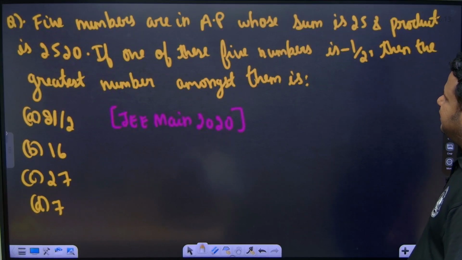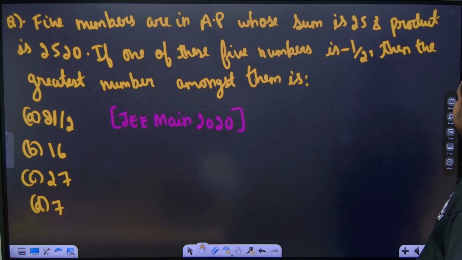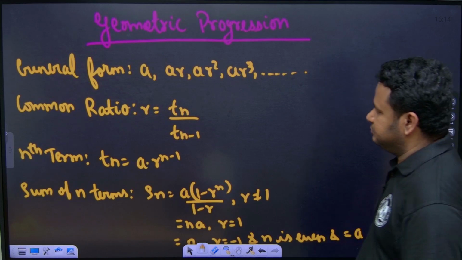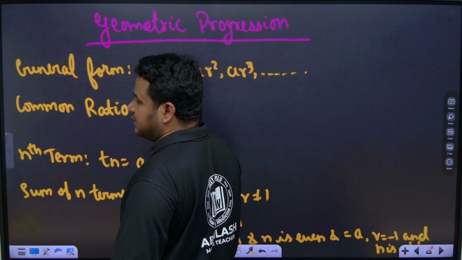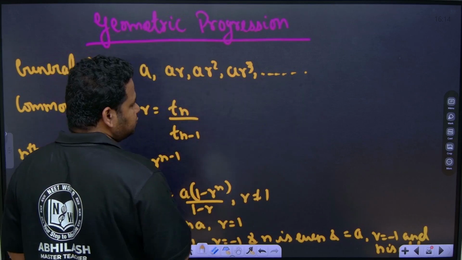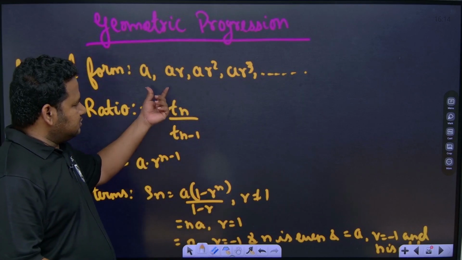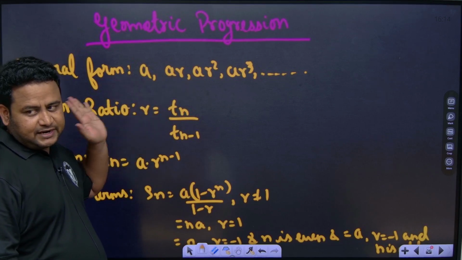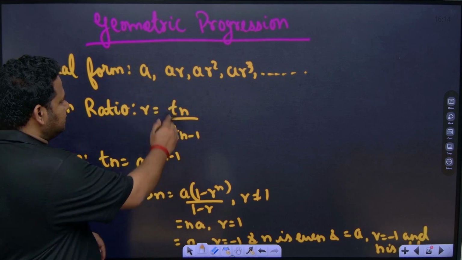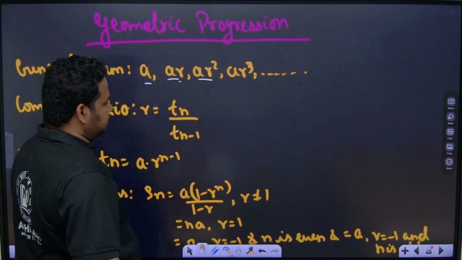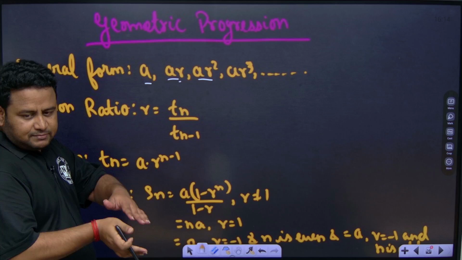Okay, look at this. 5 numbers are in AP whose sum is 25 and product is not required. Same type, why waste time? Now geometric progression. The general form is A, AR, AR square, AR cube, like that. Common ratio means the next term divided by the previous term. We have to divide here, not subtract. This divided by this gives R, like that.